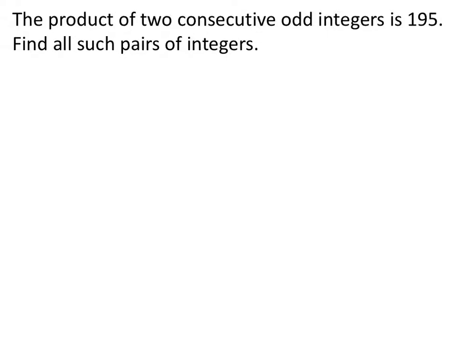The product of 2 consecutive odd integers is 195. Find all such pairs of integers. Okay, so consecutive odd integers, if I said x, I'm just going to let x be the smaller of the 2. And this is a product, so I'm going to multiply this by the next value, which would be my small value, but 2 more than that. Because odd numbers are every other value, so you just add 2 to one value to get the next one, right? And this is equal to 195.